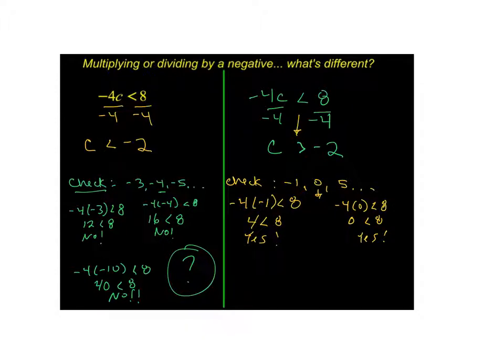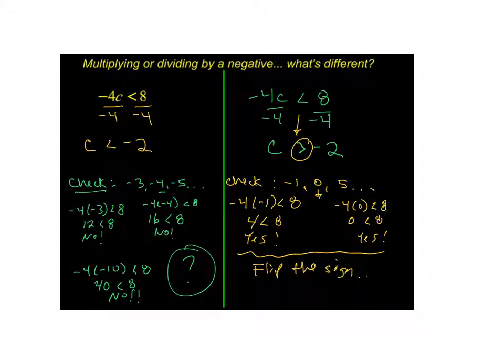So what does this tell us? I think this tells us that when we divide both sides by a negative, we are going to need to flip the sign. All right, we're not going to graph this.